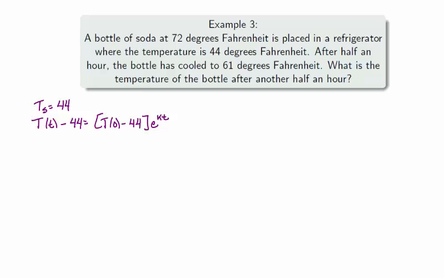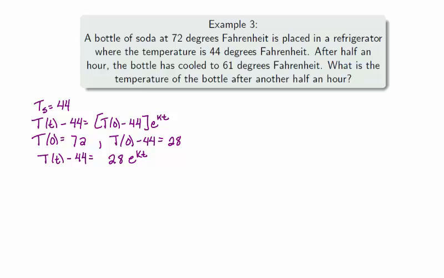Once we find k, we can solve the problem. First note we are given an initial temperature of 72 degrees Fahrenheit. So T(0) = 72. Thus T(0) - 44 = 28. Hence, our equation becomes T(t) - 44 = 28e^(kt).